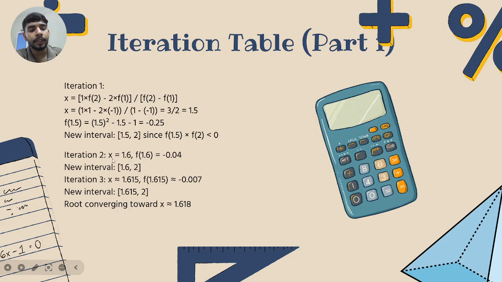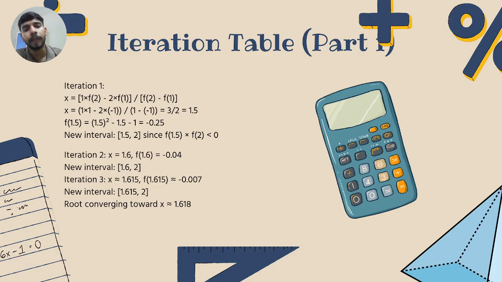Here comes iteration 2: x equals 1.6, f(1.6) equals minus 0.04, and the new interval is 1.6 comma 2. After solving this whole thing for this iteration, we will find 1.6, and this is the value.